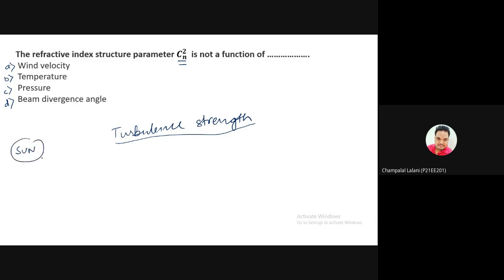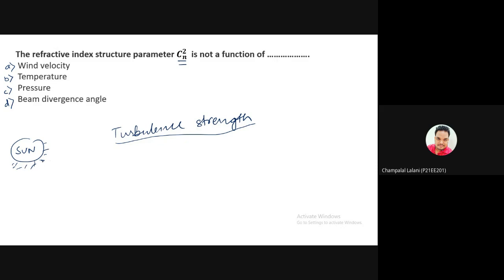Next question. The refractive index structure parameter Cn square. See, Cn square is a parameter which is used to calculate the turbulence strength. I hope you all know what is turbulence and in atmosphere how the turbulence is created. Can in short anyone tell me what is turbulence and how turbulence is created in atmosphere? See, just give me a brief about turbulence.